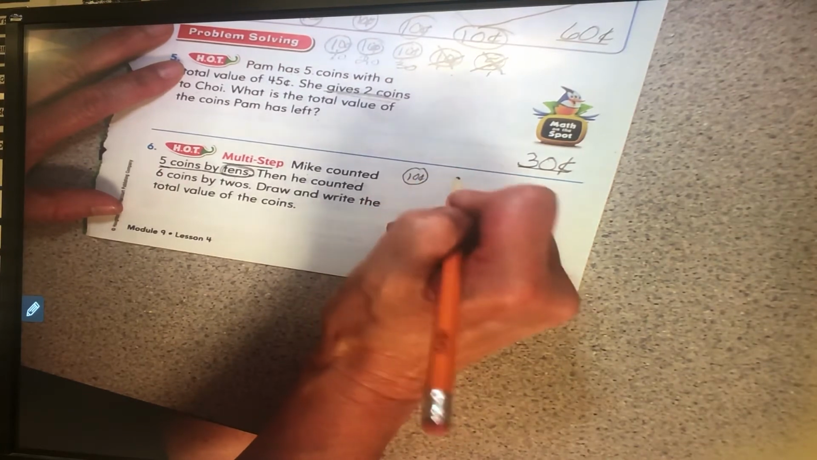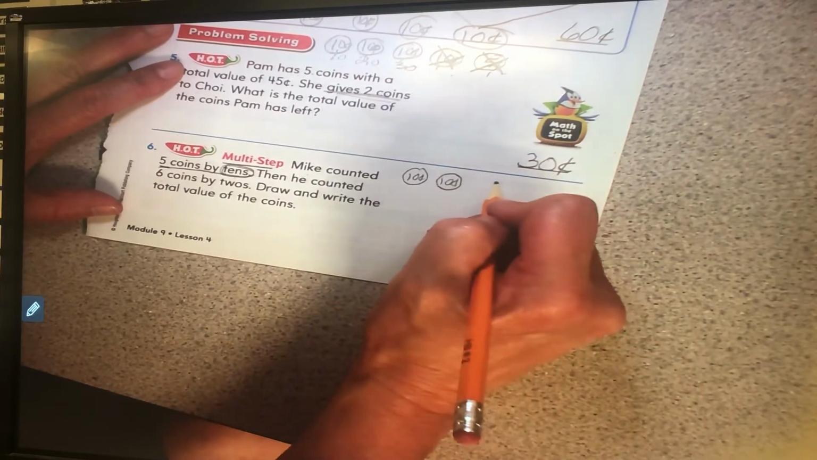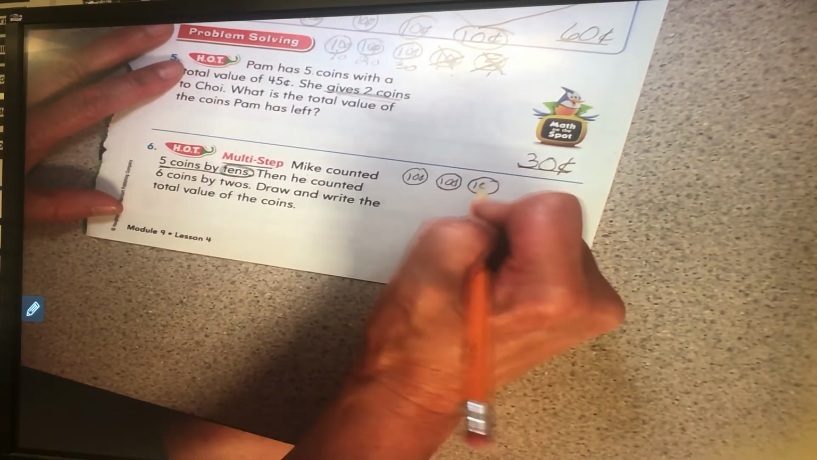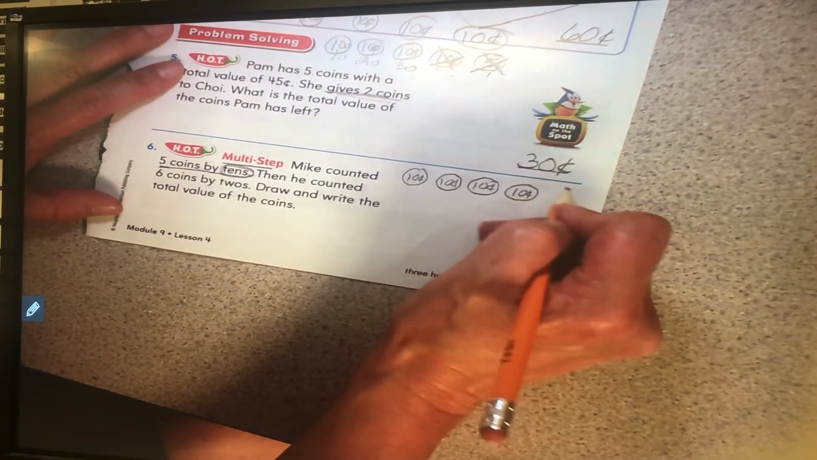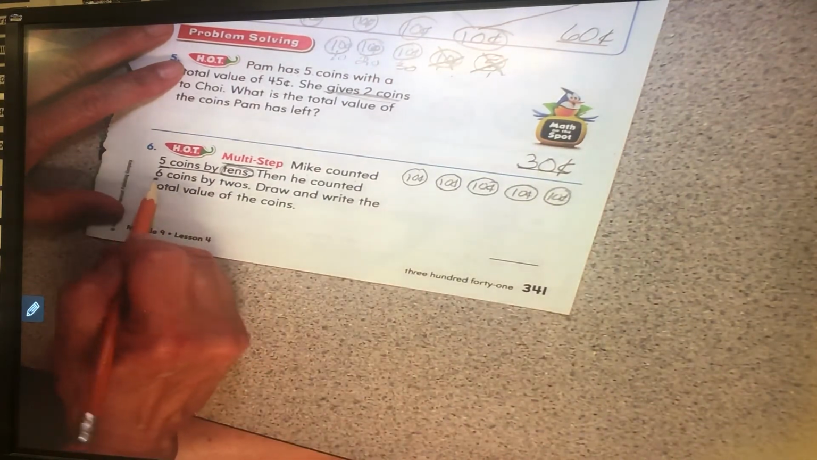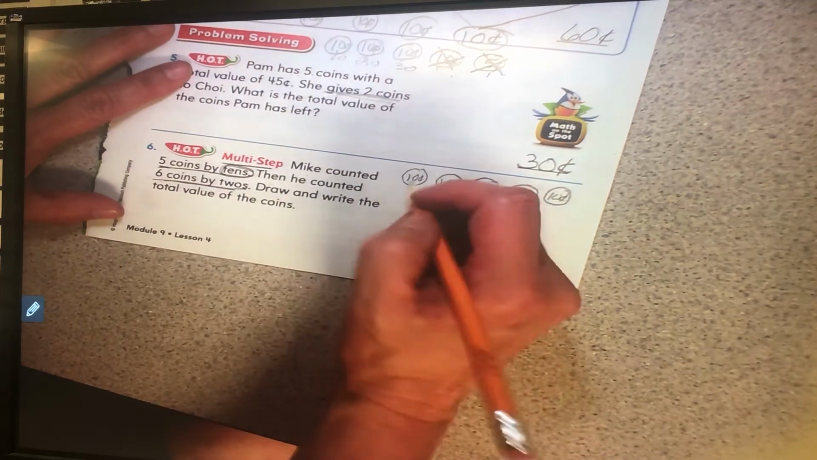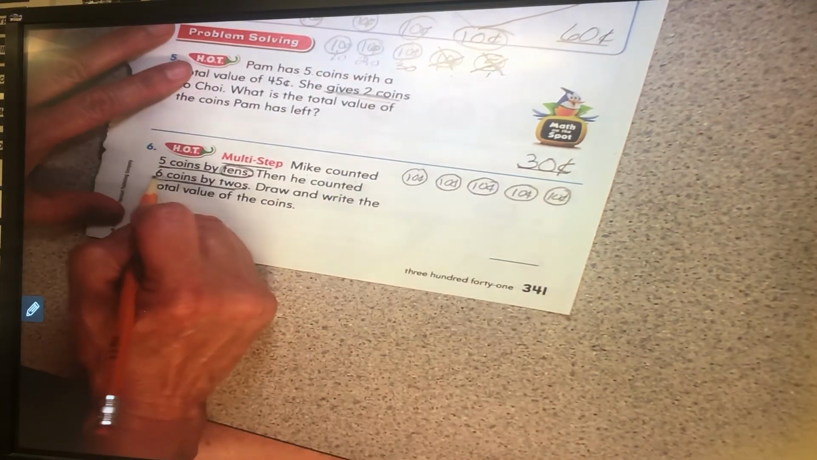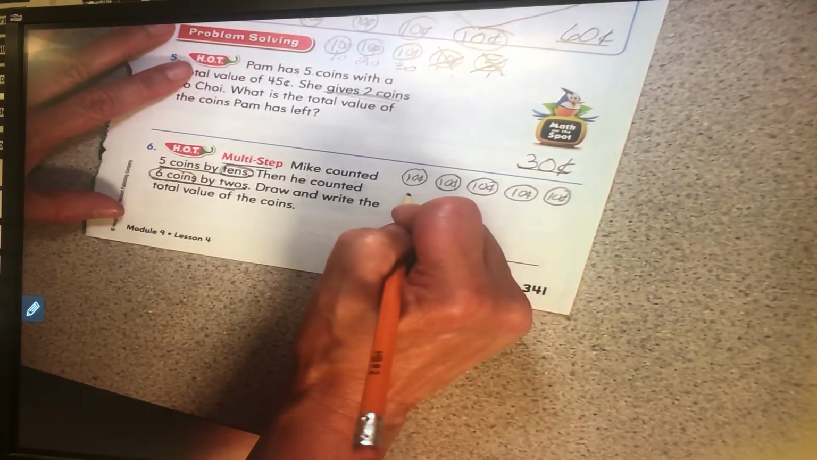1, 2, 3, 4, and 5. Okay? He counted 6 coins by twos. So what would that coin have to be if you're counting them by twos? It's going to have to be a penny. So how many coins are we going to do total? 6. 6 pennies.